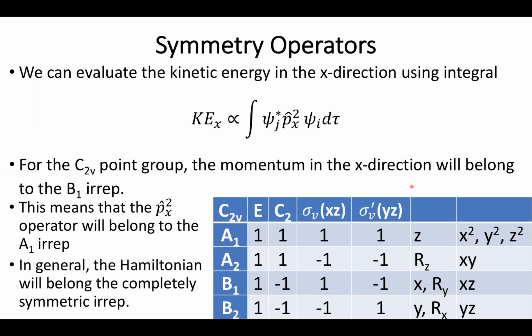And this is actually very important, because what it means is when I'm considering the symmetry of operators, such as looking at resonance and Coulombic integrals, but specifically at resonance integrals, it means that I'm only going to have a non-zero value for the energy if i and j belong to the same irreducible representation.